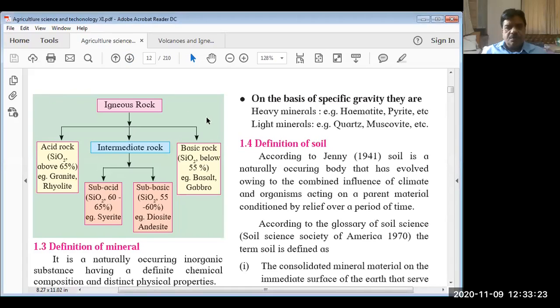Look at this portion, this igneous rock chart is there. So look at this chart.